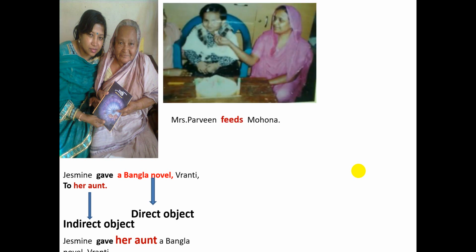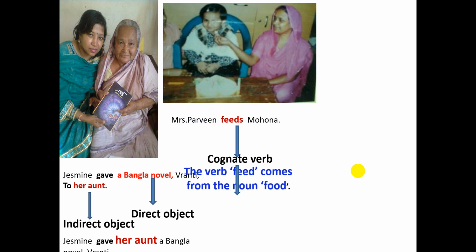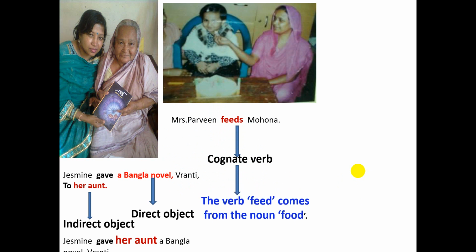Again, see, Mrs. Parveen feeds Mohana. Here, feeds is a cognate verb. The verb feed comes from the noun food. So we can say that a cognate verb is that kind of verb which comes from the root word of a noun. That means same word, same root.